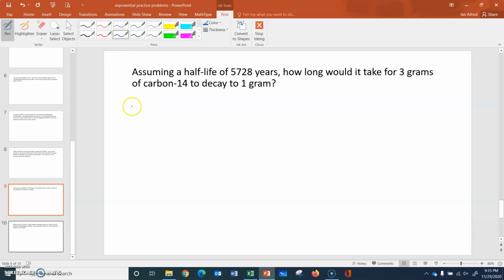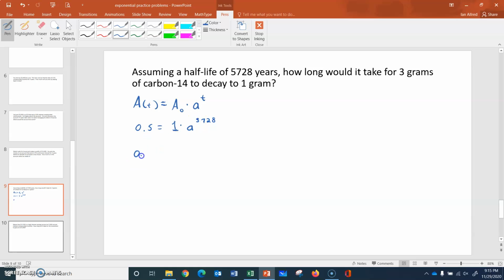I believe it was A of t, this is a decay problem, equals A sub 0 times a raised to the t. So let's see what we can figure out here. We have a half-life of 5,728 years. So it doesn't matter what we want to start with. We can start with 1 and end with 1/2 to try and figure out this rate, this little a. And our t would be 5,728 years.